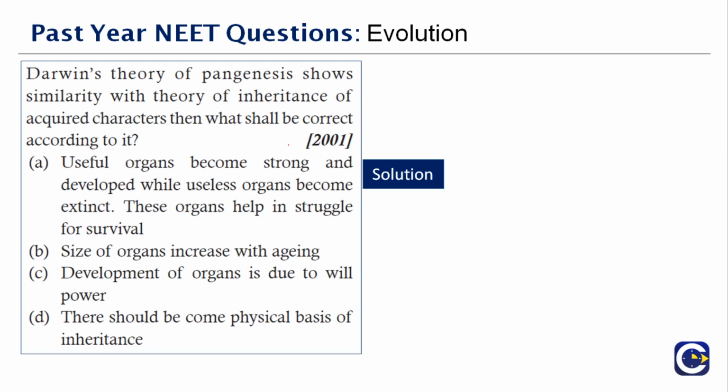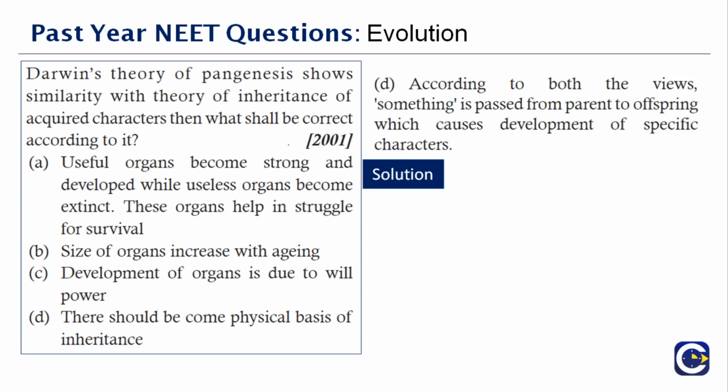Let's analyze. Useful organs become strong and developed while useless organs become extinct. No. Size of organs increases with aging. No. Development of organs is due to willpower. No. There should be physical basis of inheritance. Therefore, the right answer to this question is option D. According to both the views, something is passed from the parent to the offspring, which causes the development of specific characters, and those characters are called heritable characters.